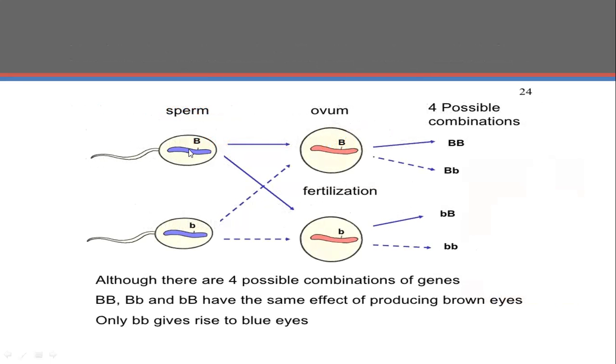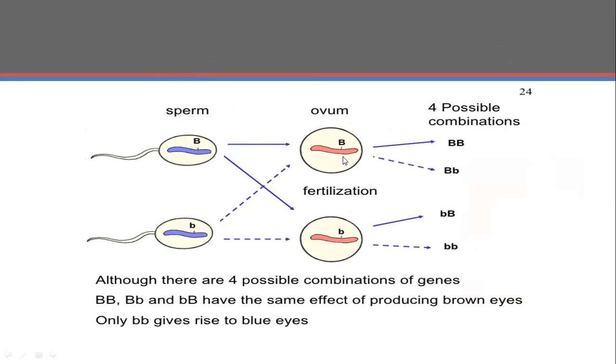Again, let's see this again. From a sperm and an ovum, what probability do you have? Let's take an example: brown and blue eye color. Here, the dad has capital B small b and the mom has capital B small b. Here is probability. You don't know which sperm will fertilize which egg. Did you get my point?